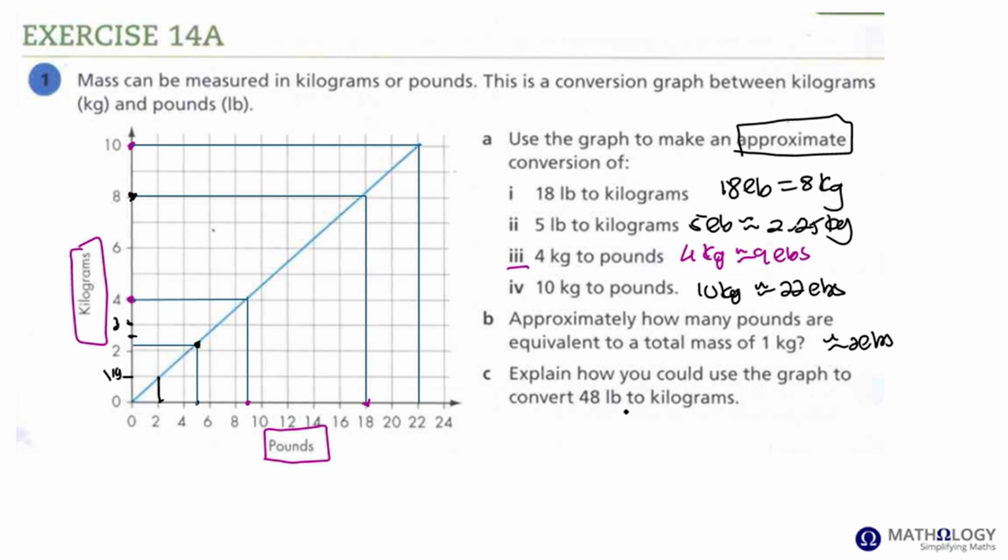Explain how you could use the graph to convert 48 pounds to kilograms. Okay, well, if you look at the graph and the axis, it goes up to 10 on the y-axis and 24 on the x-axis. We want 48 pounds. That means we need to extrapolate this graph. Extrapolate just means to extend beyond the constraints of the graph. The graph does not go up to 48, it goes up to 24. To extrapolate this, we are going to use ratio and proportion essentially.